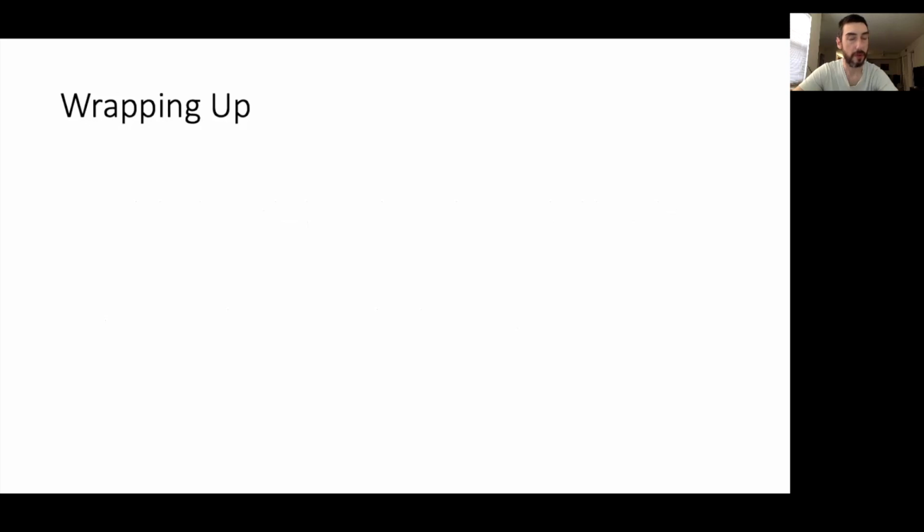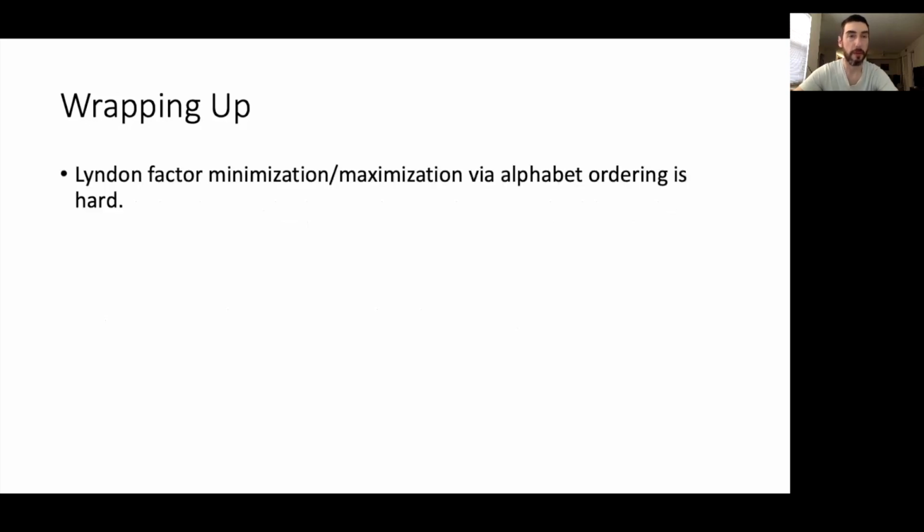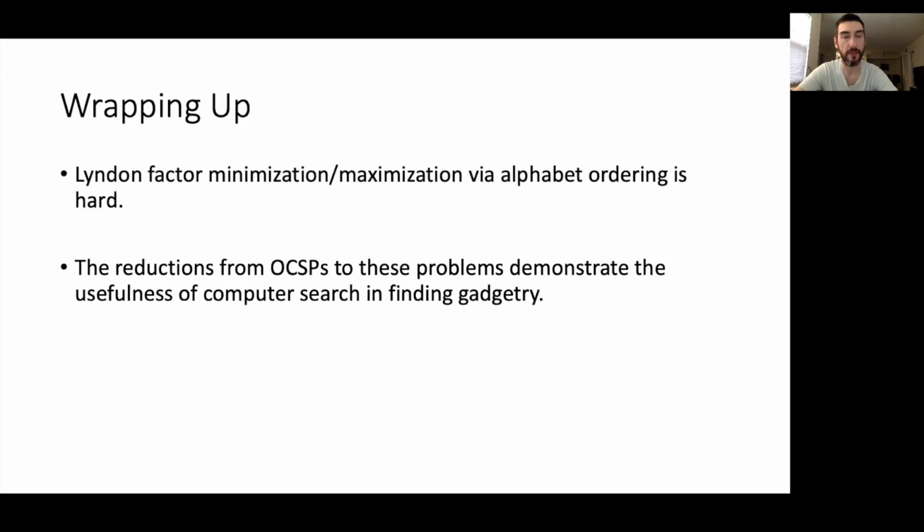Just to restate what we were able to do: we were able to show that this Lyndon factor minimization and maximization problem is hard, NP-hard according to the exponential time hypothesis, and hard to approximate according to the unique games conjecture. And I think this problem also demonstrated the usefulness of using computer search to find gadgetry, especially when you have a very generic framework like that given by the OCSP. And so that's one thing highlighted here.